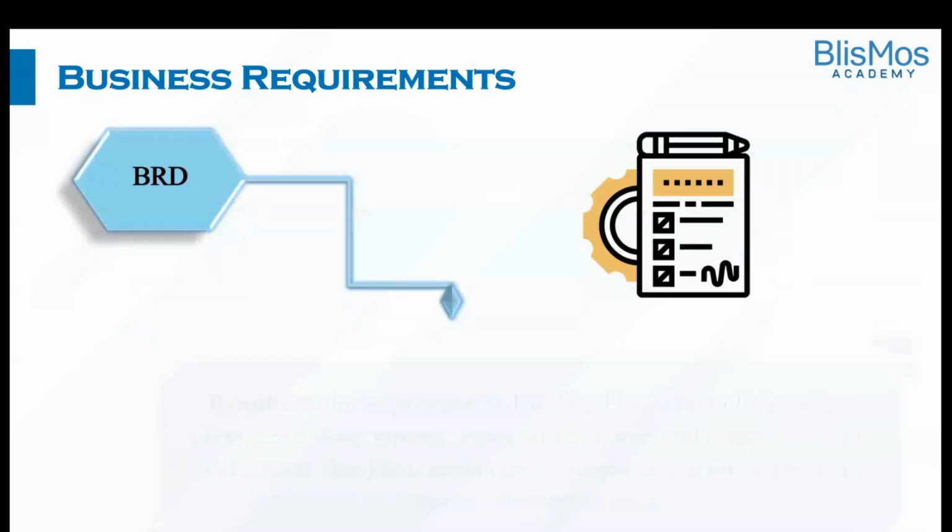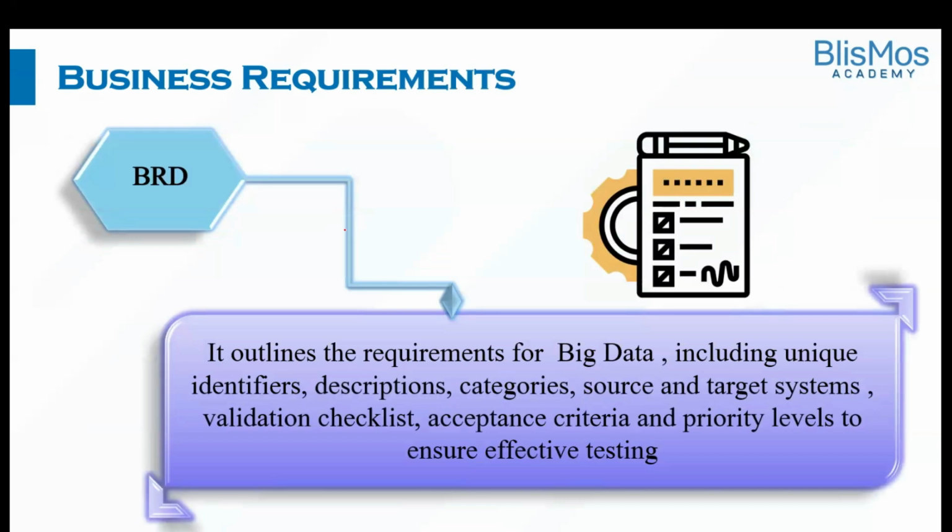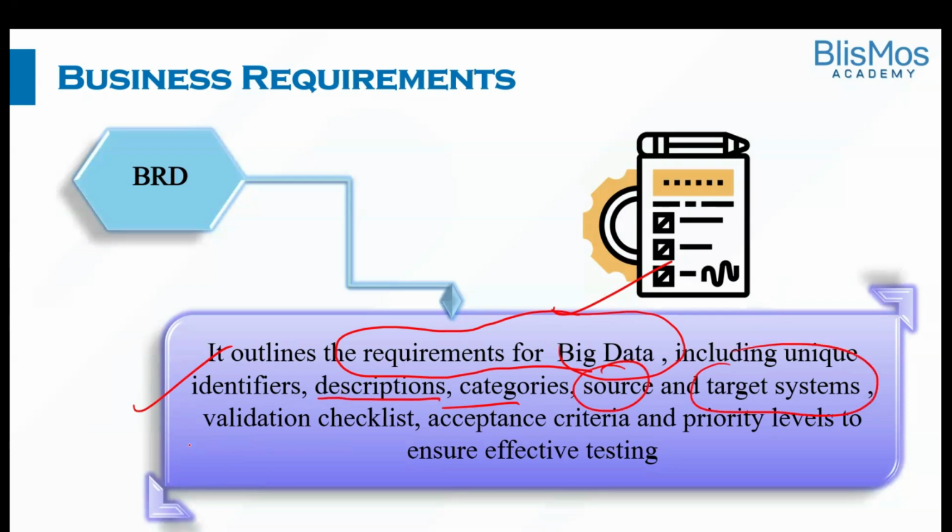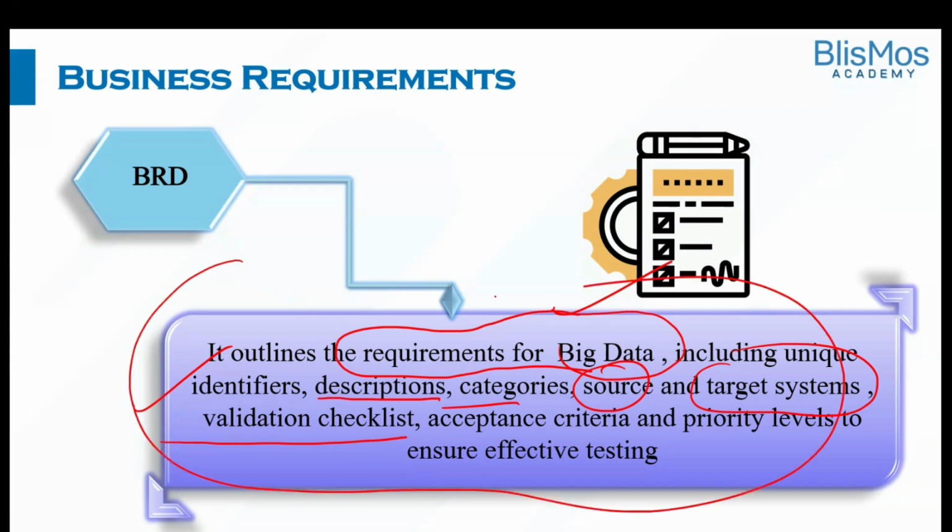What is BRD? At a high level, BRD, that is Big Data Requirements Document, outlines the requirements for the big data, like the identifiers, descriptions, categories, and source and target systems. It will also provide you the checklist. What would be the acceptance criteria? What would be the success criteria? What are the different priority levels to ensure effective testing? All those things would be provided in the big data requirement document.